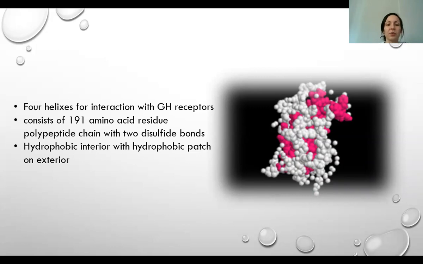GH activates receptors in cell membranes in order to have successful binding. There is a hydrophobic interior on the membrane and a hydrophobic patch on the exterior of GH. It has a short half-life of 10 to 20 minutes.